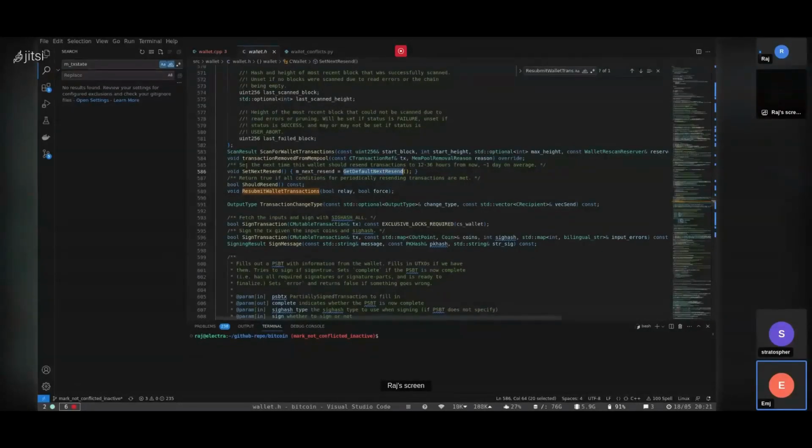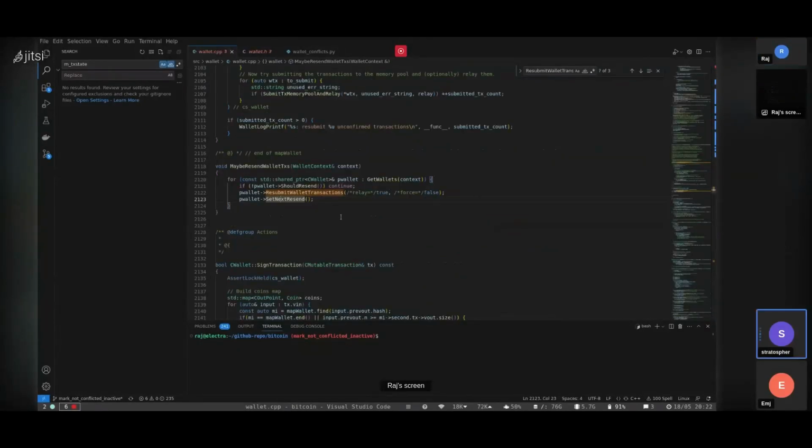Okay. Set the next time the wallet should resend transactions to 12 to 36 hours from now, around 1 day on average. So it basically randomly chooses between 12 hours to 36 hours to rebroadcast transactions. Which transactions? Our transactions, the transactions which are inside the wallet database but not in mempool. So for some reason it's inside our wallet database but not in the mempool, or maybe it got dropped from the mempool due to mempool size limit or something like that.